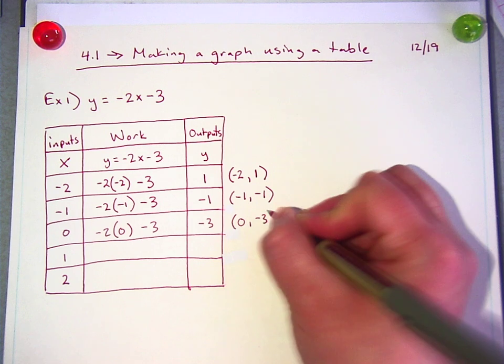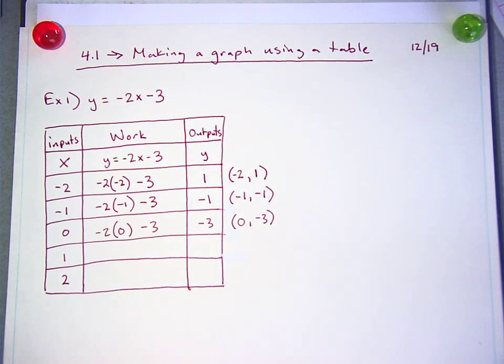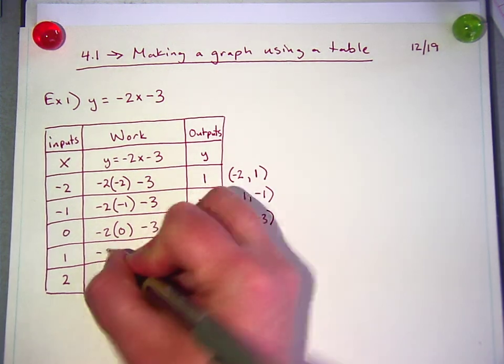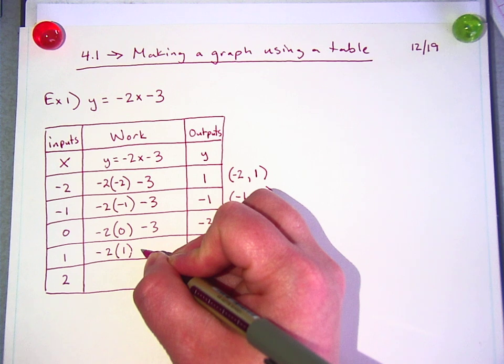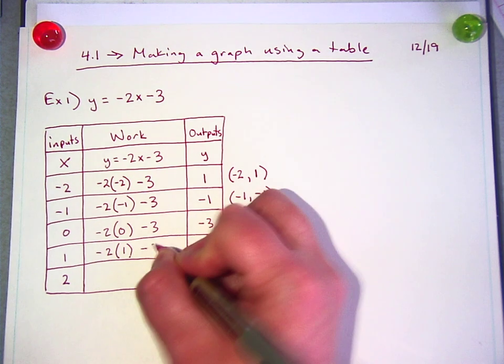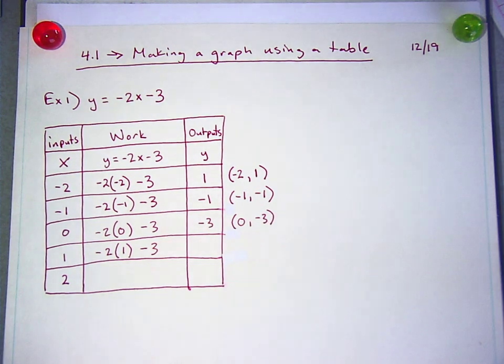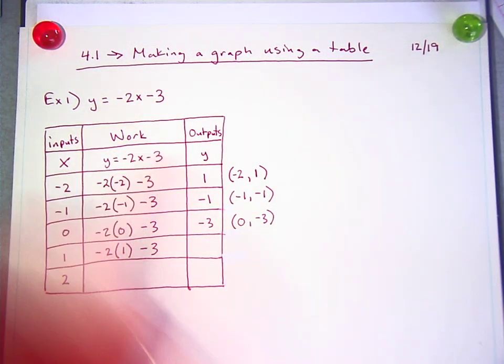0, negative 3. Y'all feel like we're getting this? Negative 2 times, what should I write this time? 1. Do I still write minus 3 over here? Why do I always write minus 3? Because that's the equation up here.